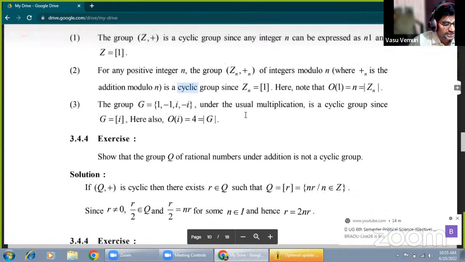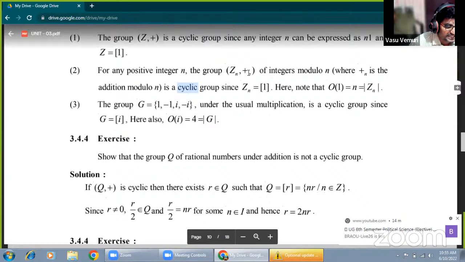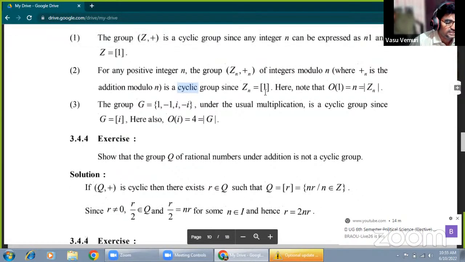Now, what are the generators under addition modulo n? Only one generator in the integers under addition modulo n, Zn equals the group generated by 1. In particular, for the fourth roots of unity, i and minus i must be the generators. What is i power 4? That is the fourth roots of unity element, already explained here. i power 4 equals 1, so that's why the order of i equals 4.